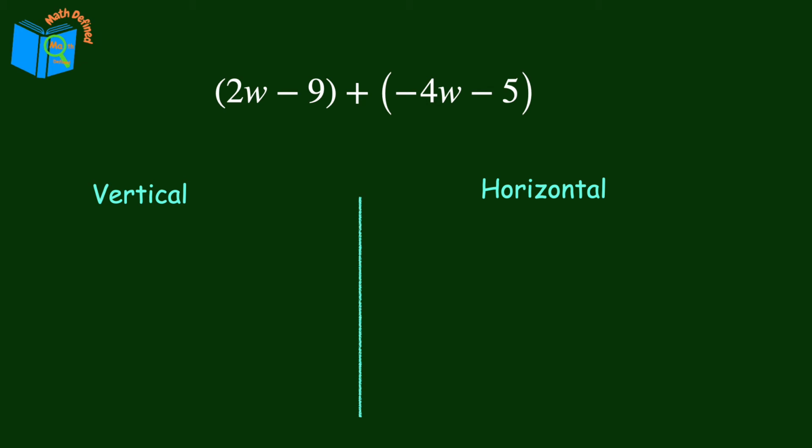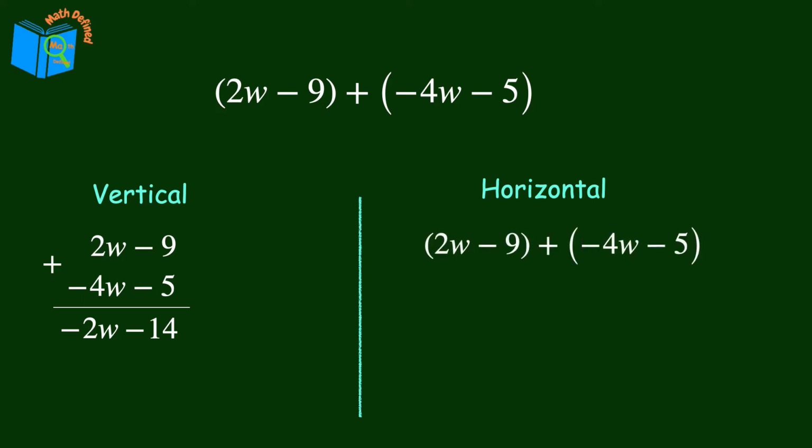I'll start with the vertical method again. First, I'll bring down the 2w minus 9, and then I'll bring down the next part of the expression, negative 4w minus 5. Notice again that I made sure to line up the like terms, the variables w and the constants negative 9 and negative 5. Now I'm ready to add. Starting on the right, negative 9 plus negative 5 is negative 14, and 2w plus negative 4w is negative 2w, and we're done.